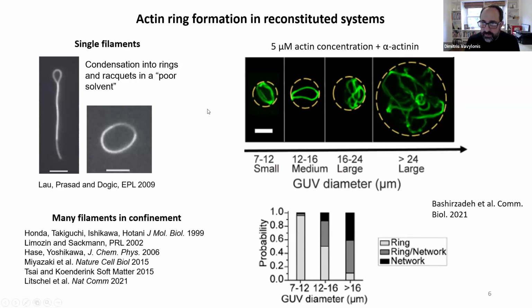In confinement, in micrometer size confinement, similar to the yeast case, the polymerization of many actin filaments in a confined droplet or vesicle can bundle the actin filaments into a ring, provided the confinement size is very small. And actually, there's a talk next week about this topic by Alan Liu.